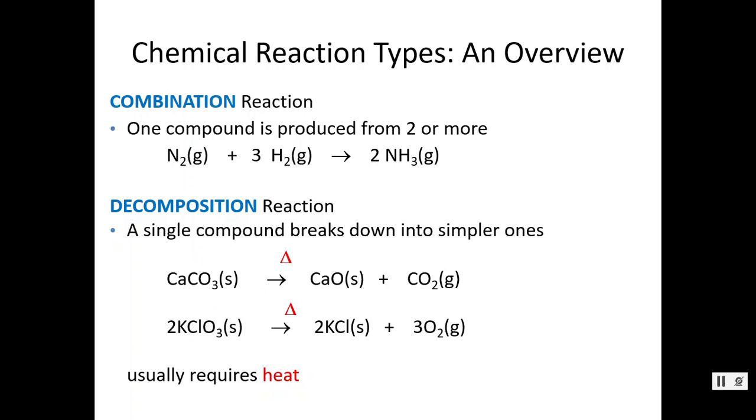Most but not all decomposition reactions you'll see, when they are written, by the arrow, you'll see this little triangle. That doesn't mean changing, that means heat. Heat is sometimes required in decomposition reactions to break apart that molecule. So if you see that little delta above an arrow with a decomposition reaction, that just means that heat is required for that reaction to occur.